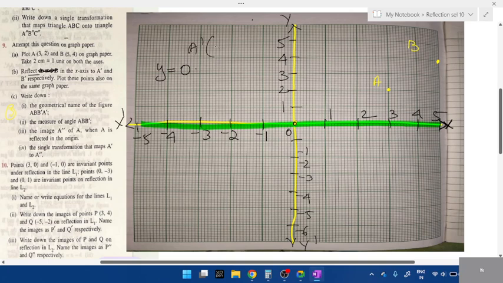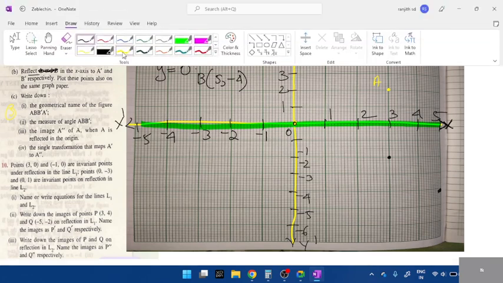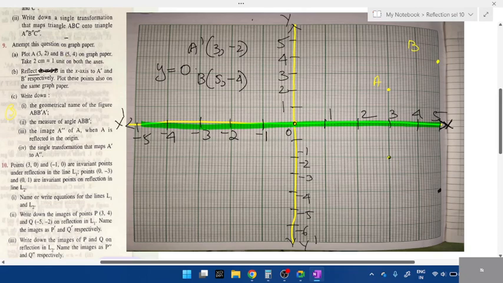What is A dash? 3 comma minus 2. And what about B? Okay, let me plot. 3 comma minus 2 is here. 5 comma minus 4 is here. Understood? So the basics are the same, students. That is what I taught yesterday. Nothing is going to change.